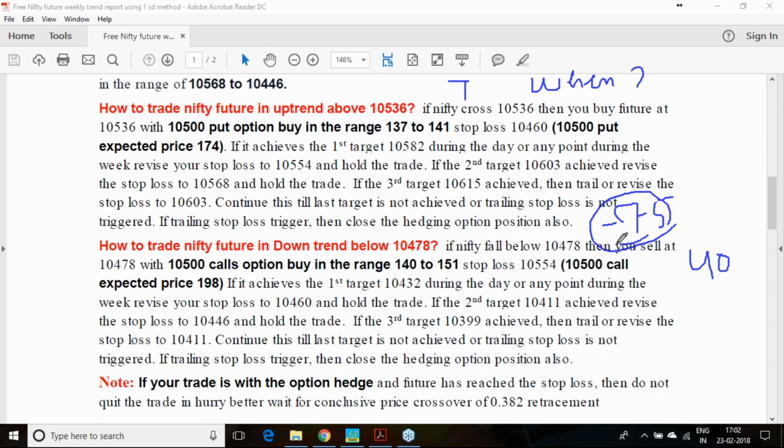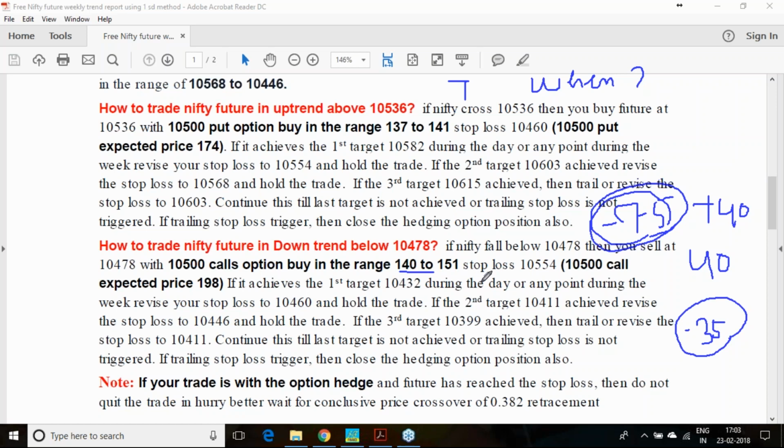So here we are getting some 75 points of stop loss. How can we manage this stop loss? That is very important. If you are hedging with a call option and the stop loss hits, then out of these 75 points, 40 points we recover from the hedge. So net we are taking 35 points. More than 50% of the stop loss we have recovered from the hedging component.